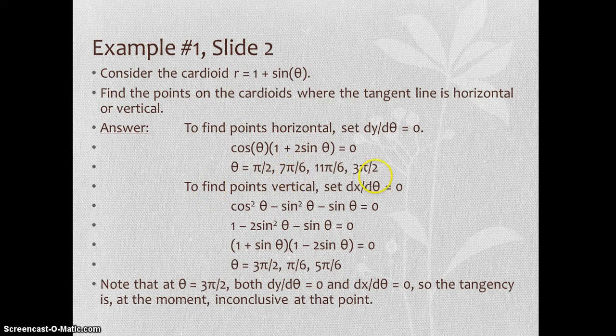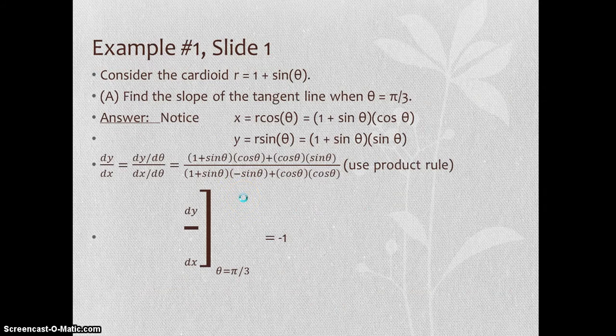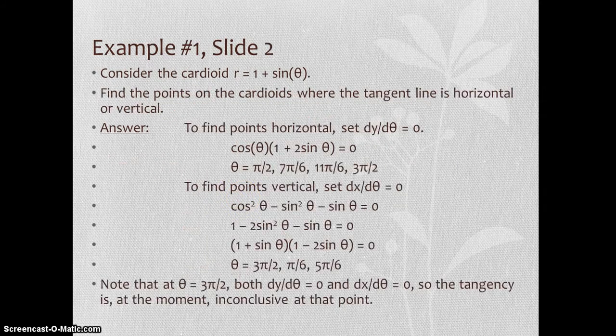To find vertical points, we're going to set dx/d theta equal to 0. All right, and if we simplify the denominator here, we're going to end up with cosine squared theta minus sine squared theta minus sine theta is equal to 0. A quick little trig substitution of one of our identities will show that cosine squared theta is equal to 1 minus sine squared theta, which we can then factor into 1 plus sine theta times 1 minus 2 sine theta. And our solutions from that are 3 pi over 2, pi over 6, and 5 pi over 6.